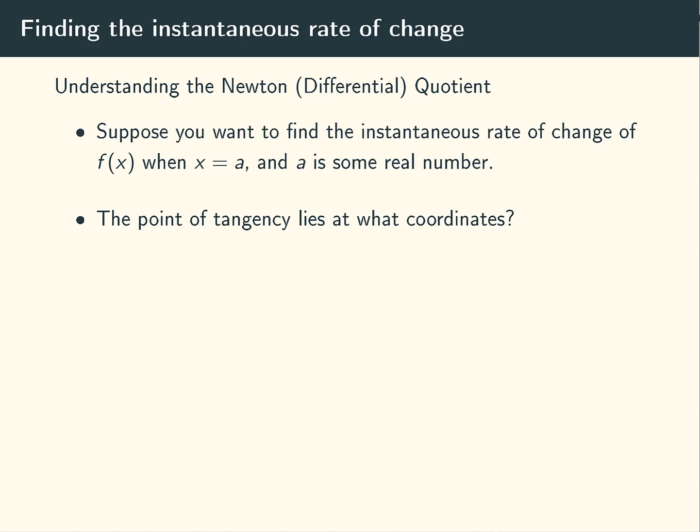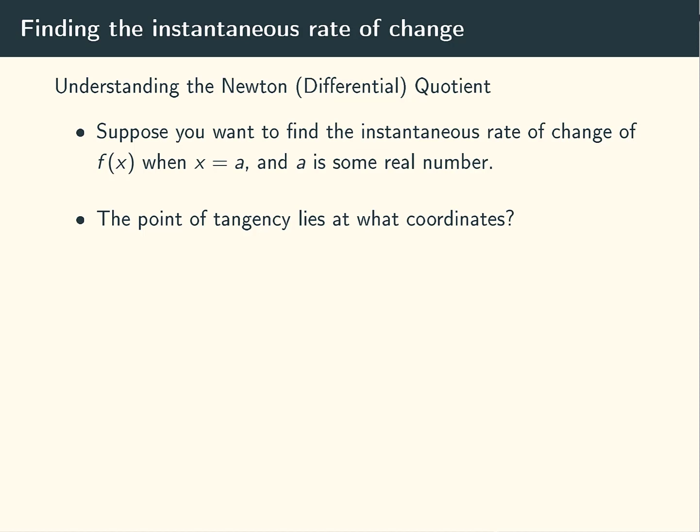Now, understanding the Newton quotient, which is also called the differential quotient, I want you to suppose that you want to find the instantaneous rate of change of f of x, specifically when x is equal to a, which is just some real number. In our example in the previous video, x was equal to 2. We wanted to find the slope of the tangent line when the function's coordinates were 2, 12. X equals 2, y equals 12.